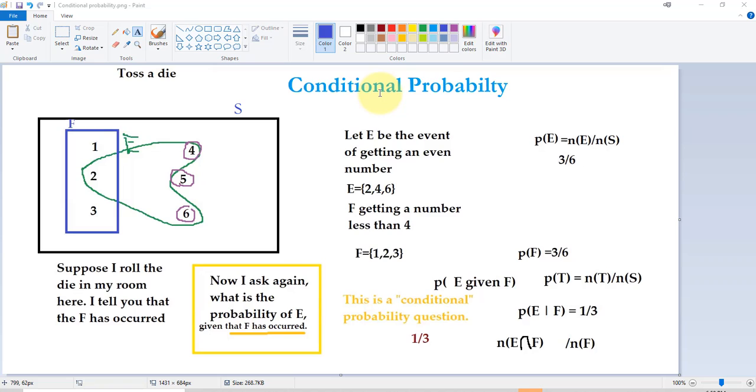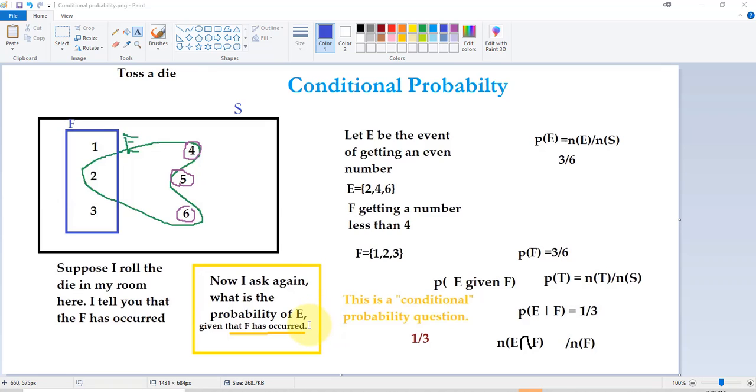Now we want to introduce this idea of what's called conditional probability, and the setup for that is here. So suppose I roll a die in my room, and I can see the result, but you can't see it. But I tell you that F has occurred. So I look at the die, and then I say, oh, F has occurred. And what does F mean? F was getting a number less than 4, so it means that one of these 3 numbers has occurred. And now I ask you again, what is the probability of E given that F has occurred?